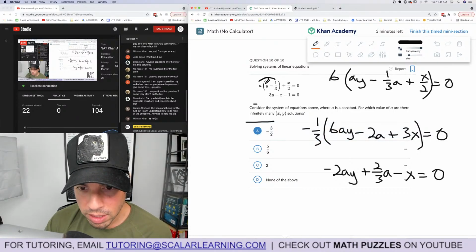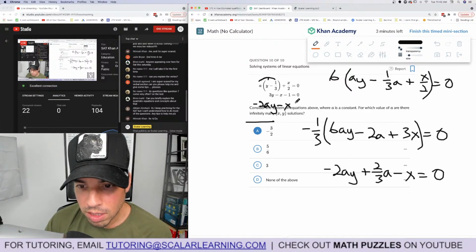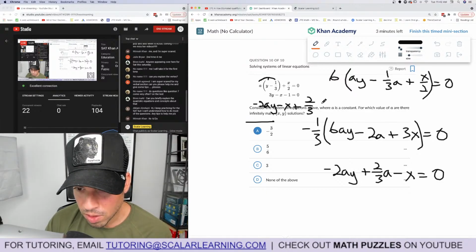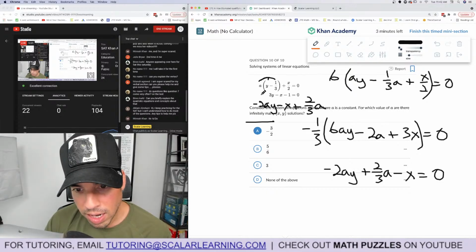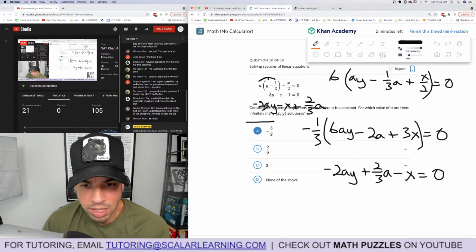So if I'm going to rewrite this equation here, I'm going to rewrite it with all the matching parts lined up. -2AY minus X, those match up, and then plus 2/3 A. So it's almost like double verified. I know that these two have to match up, right? Because it's infinitely many solutions. They have to be the same.